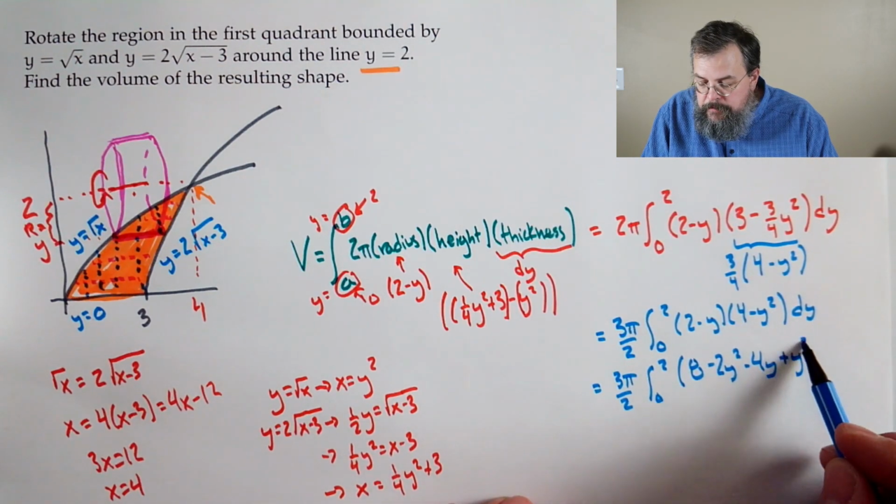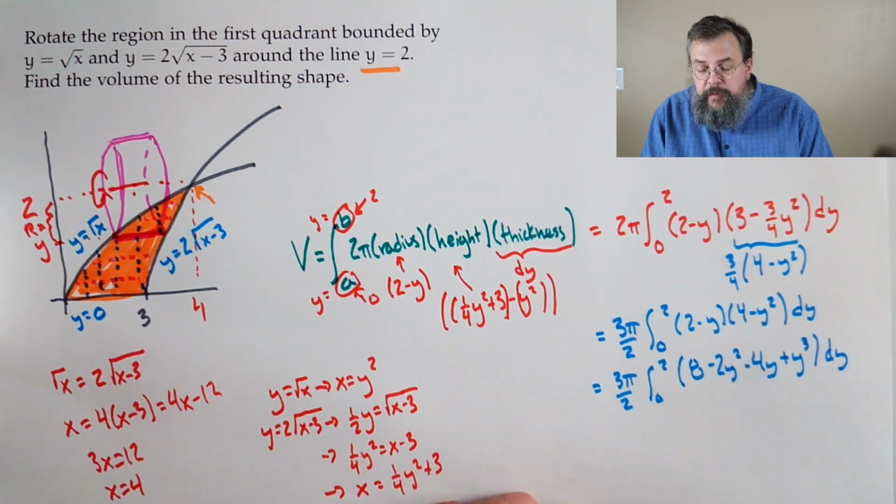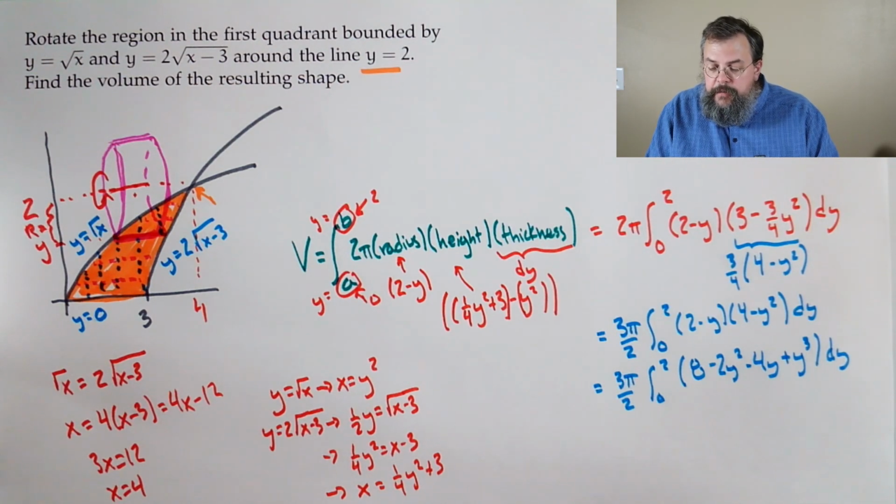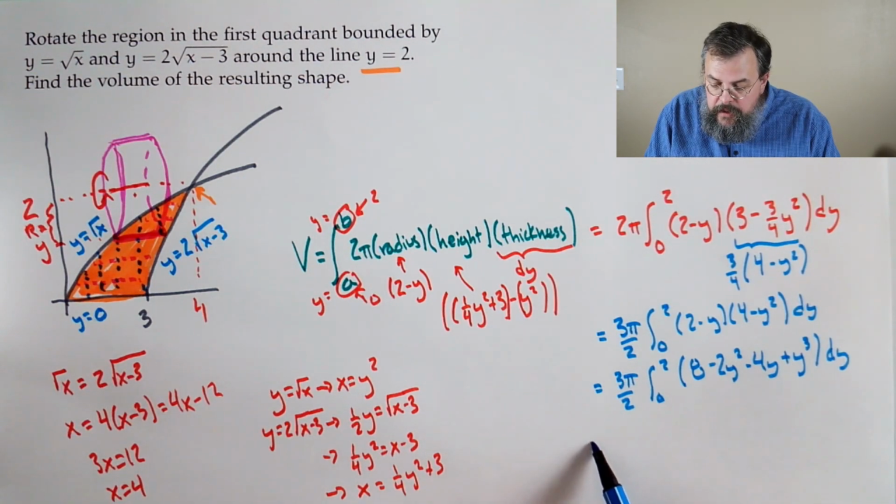And right now, none of these terms combine. They're all different powers of y. Okay, so in that case, we just integrate. So we end up with 3 pi over 2.